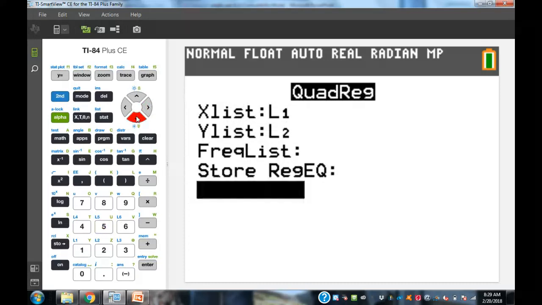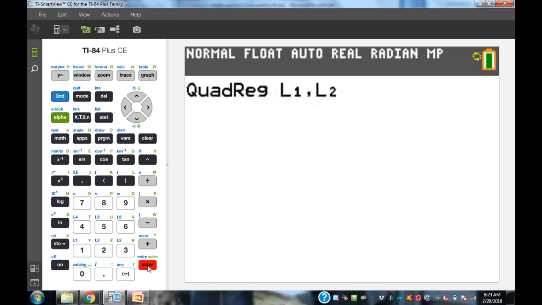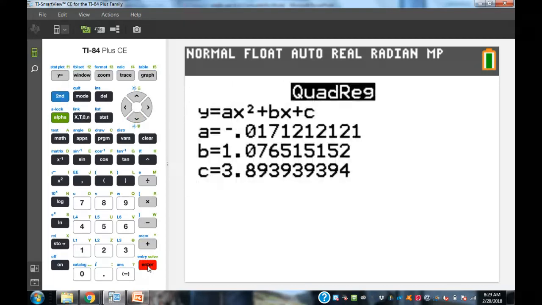List 1, list 2, that all should be defaulted, shouldn't be any different. And then hit enter. It gives you the standard form of a quadratic and then tells you what A, B, and C are. It gives you the equation of the quadratic. We're going to round to 4 decimal places. Yes, sir. Yours didn't work. Let's see what. You got your stuff in this form this time.